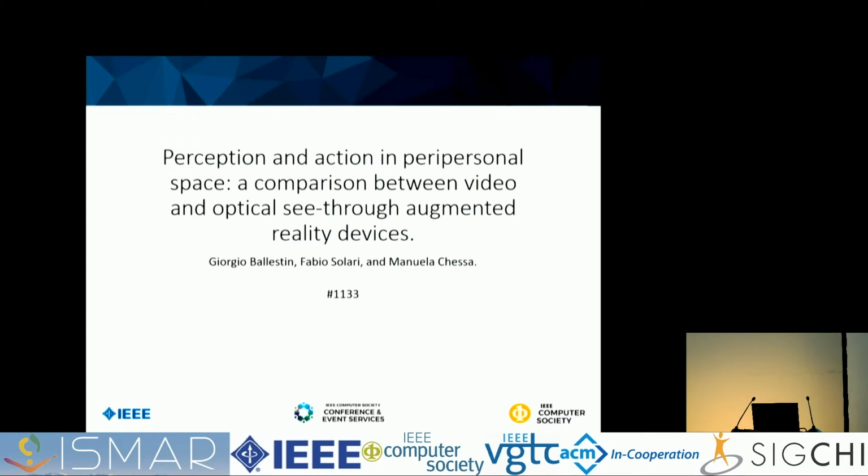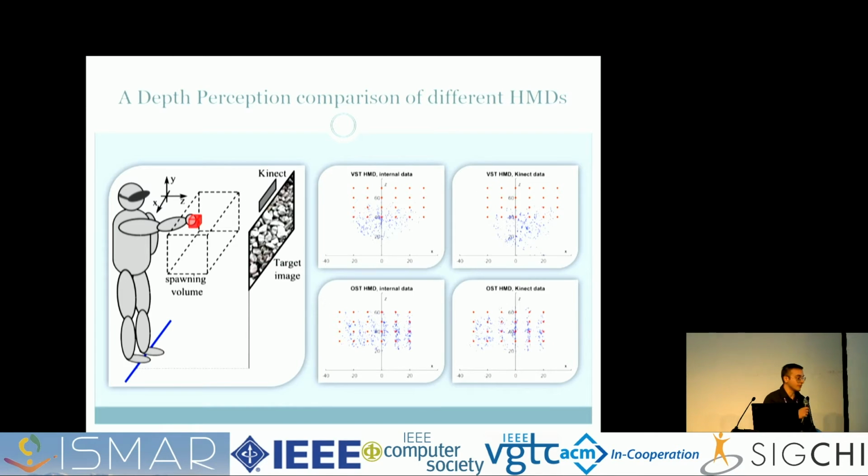Hello everybody, my name is Giorgio Balestin from University of Genoa. In our study, we analyzed the compression of perceived distances that can be caused by the different optical characteristics of head-mounted displays. So we had 2 task groups that had to perform a precision homing task while wearing either an optical see-through device or a monocular video see-through device. And then we compared the results.